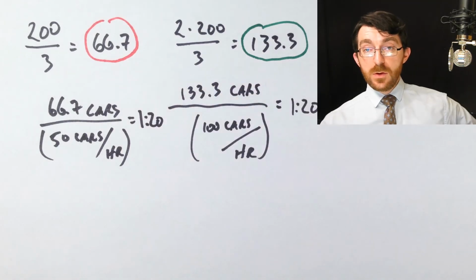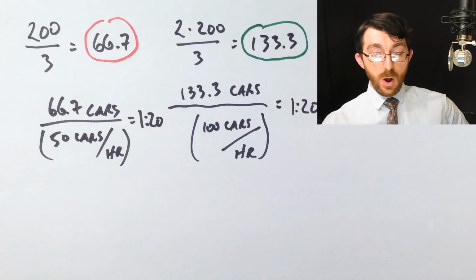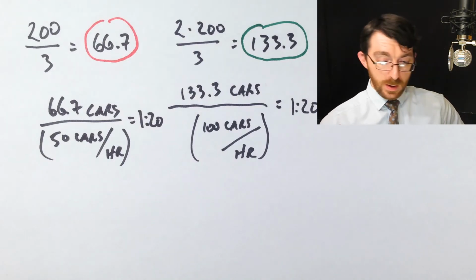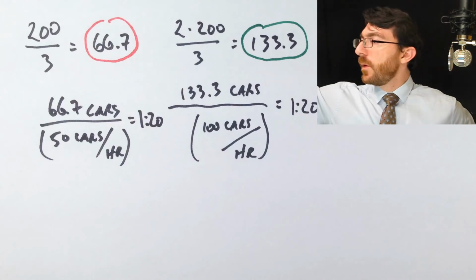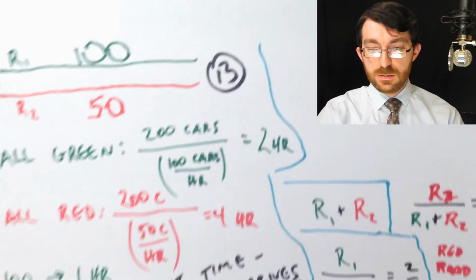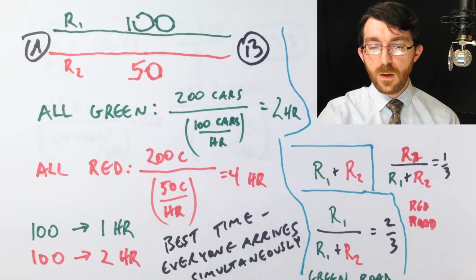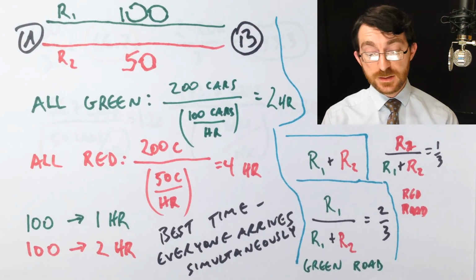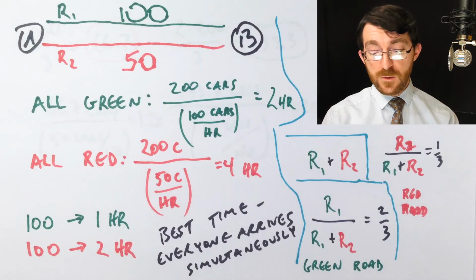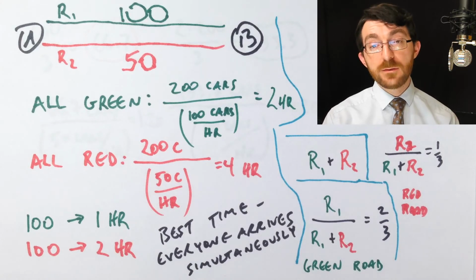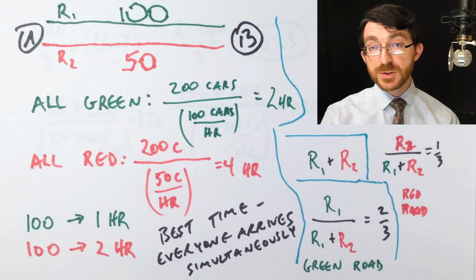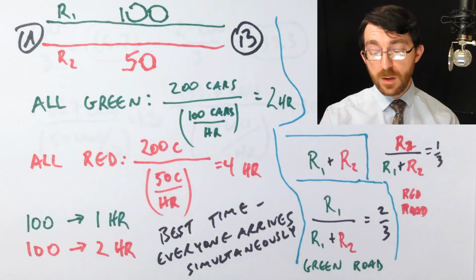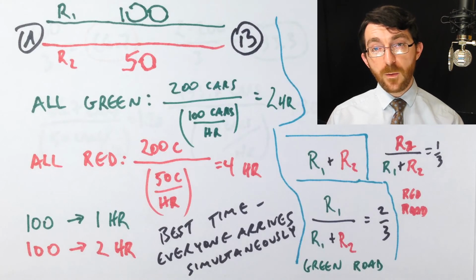So if you were to send 200 cars over 2 roads with those capacities, if you send them all on the fast road, it takes 2 hours. But if you split up the traffic just right, you can get them all over there in an hour and 20 minutes.